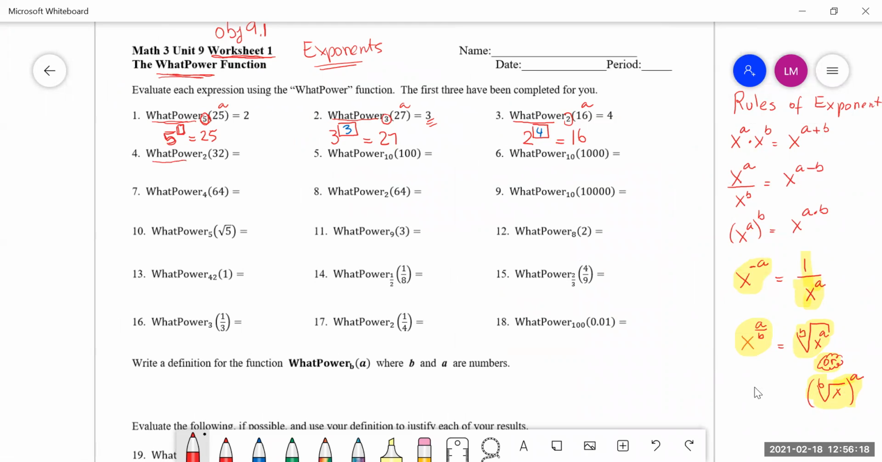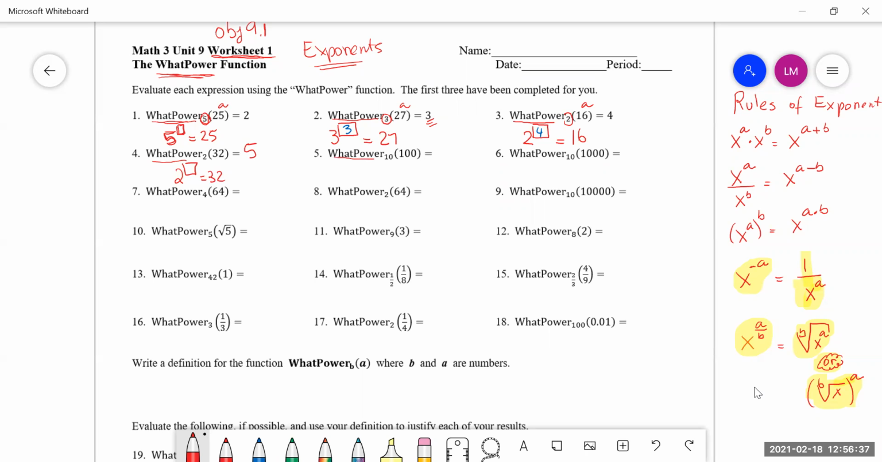2 to what power will equal 32? Well, take your time, discover it. It's 2 times 2 times 2 times 2. How many times? It's 2 to the 5th power. All right, let's do a few more. Let's see if we can start getting gooder and gooder.